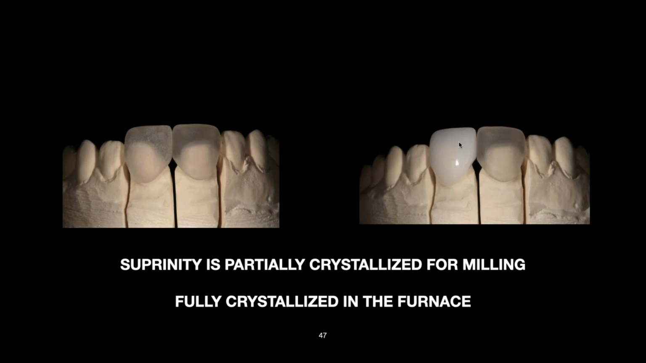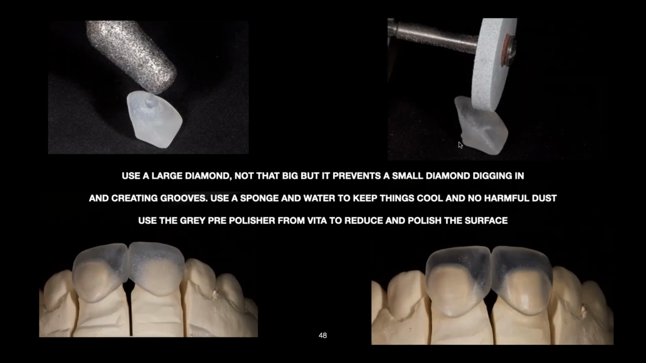So it's amazing how it changes. This is an exaggeration, this big gigantic diamond, but what I'm trying to tell you here is don't use a real tiny little diamond and don't use a high speed. Use a bigger diamond, because when you use a small diamond to cut the sprue, it can dig in. And then I just use those gray pre-polishers that VITA sells or used to sell, and then I polish this however I want. And I made some that are super clear.